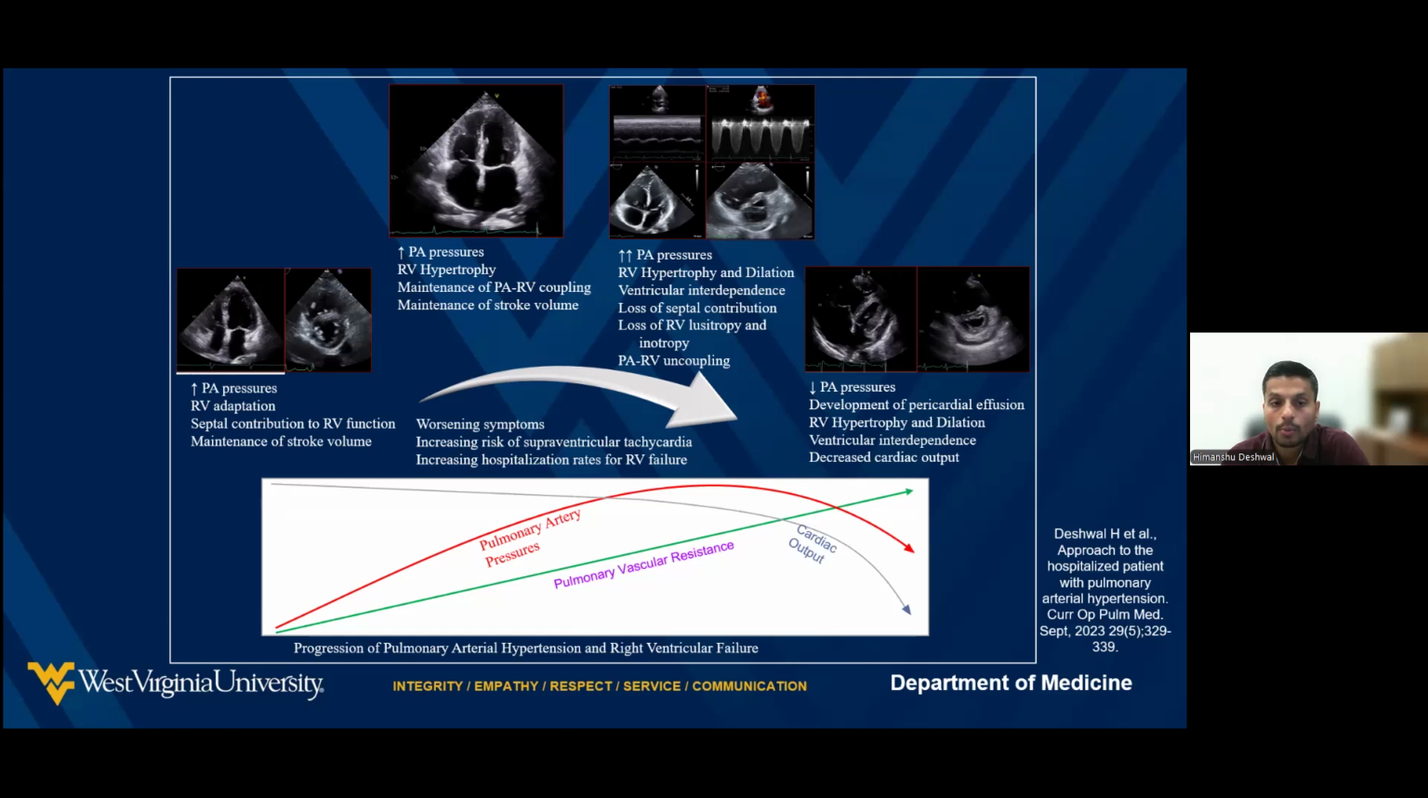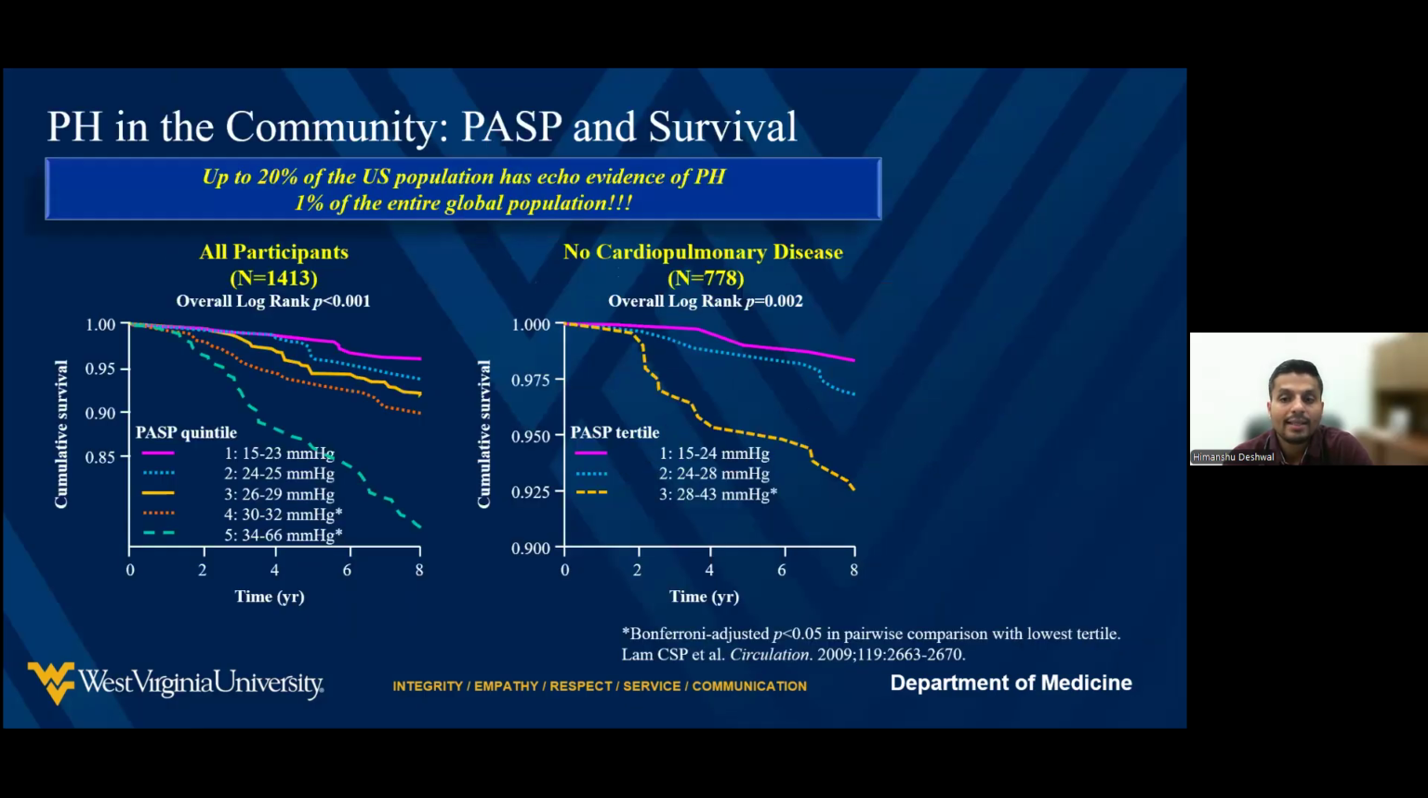And then your cardiac output also starts going down, which at the end stage, you will see normal or mildly elevated pulmonary artery pressure, severely reduced cardiac output, and very high pulmonary vascular resistance, which basically demonstrates end-stage pulmonary hypertension. So why is this important?